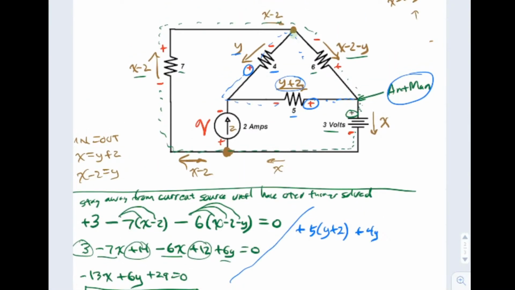Come over here. I see a minus on the way in. I have to multiply the 6 times the x minus 2 minus y to get volts. And I'm back where I started, equals 0.